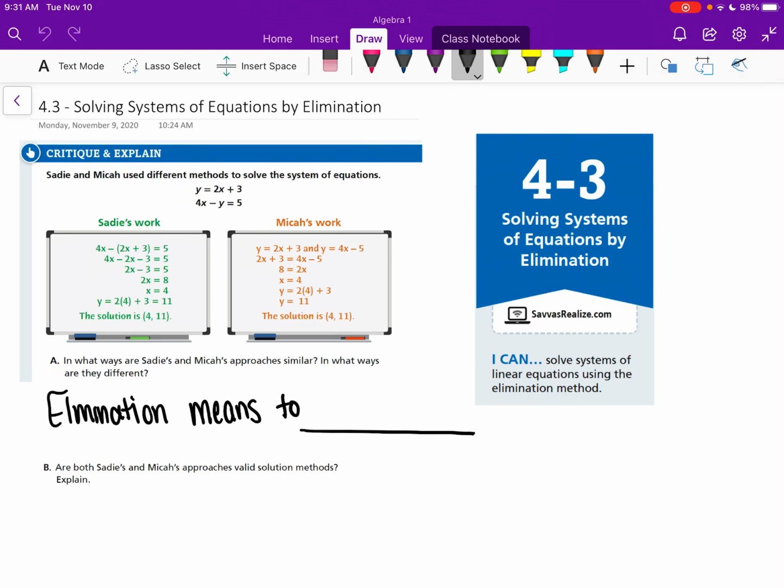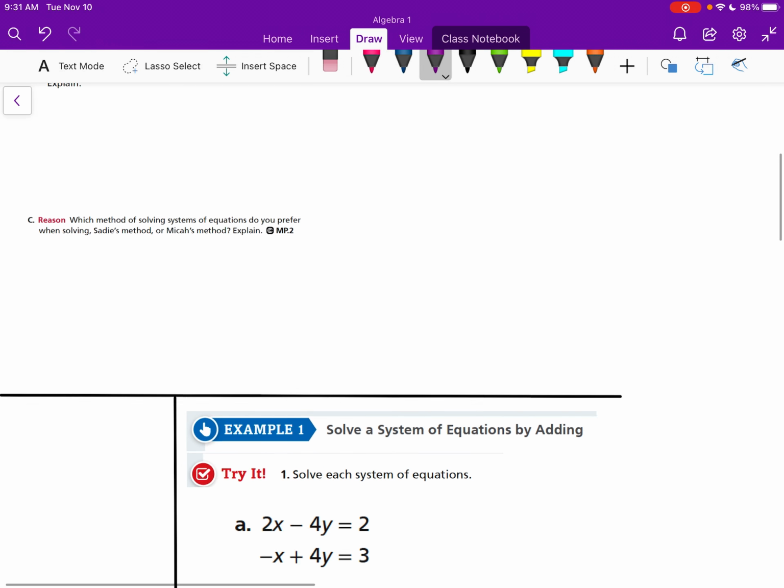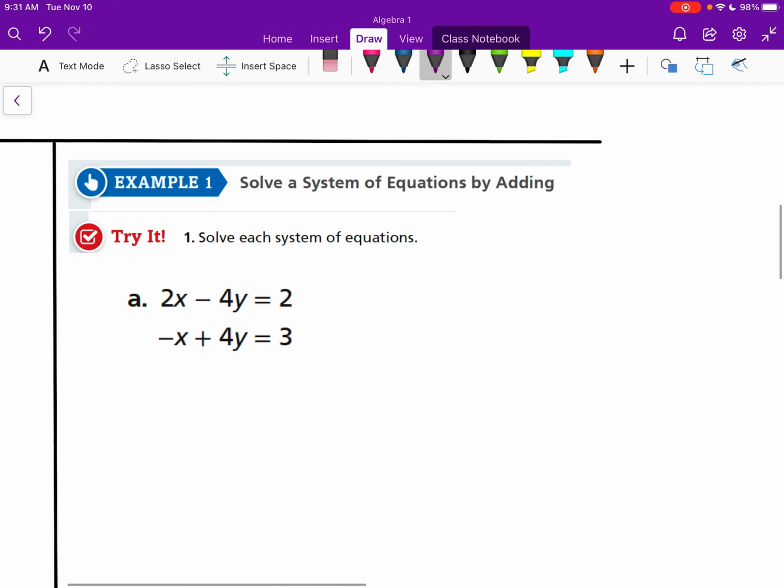Section 4.3 offers you a third way to solve a system of equations, and it is by elimination. Elimination just means to remove or get rid of. And so we're going to go to example 1 to see what that looks like. We want to remove a variable, and that would let us find our x comma y, whatever our intersection point is.